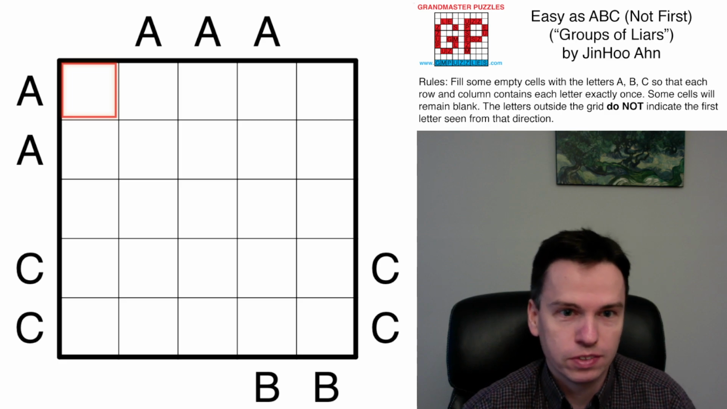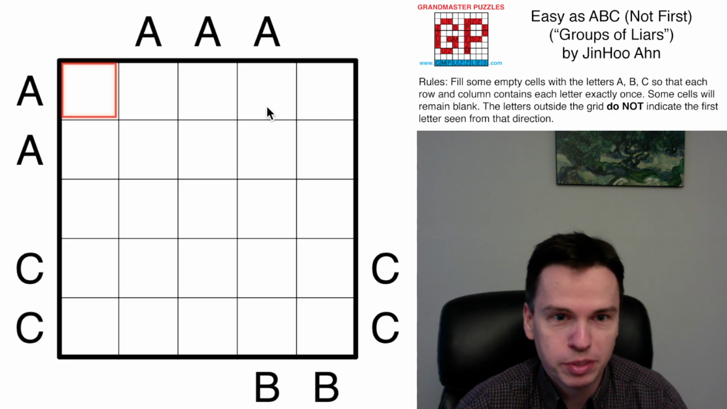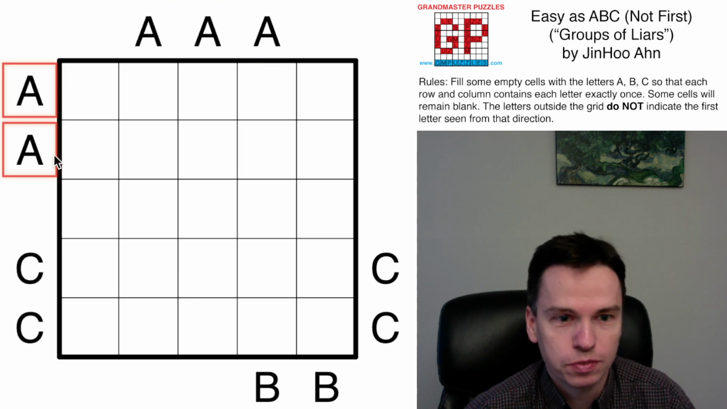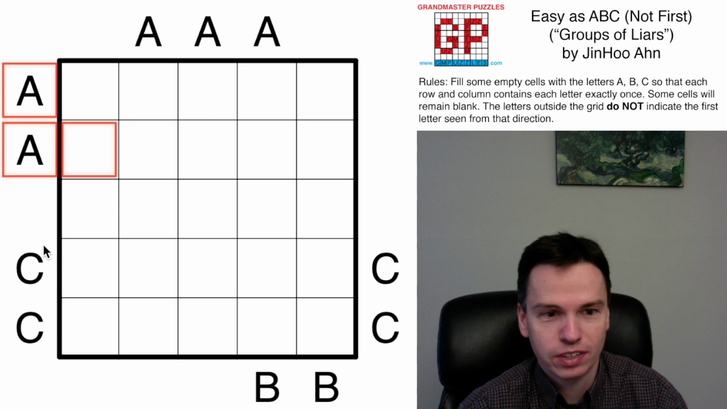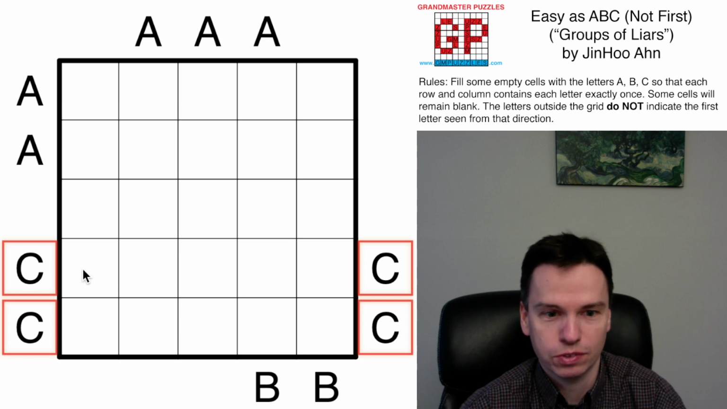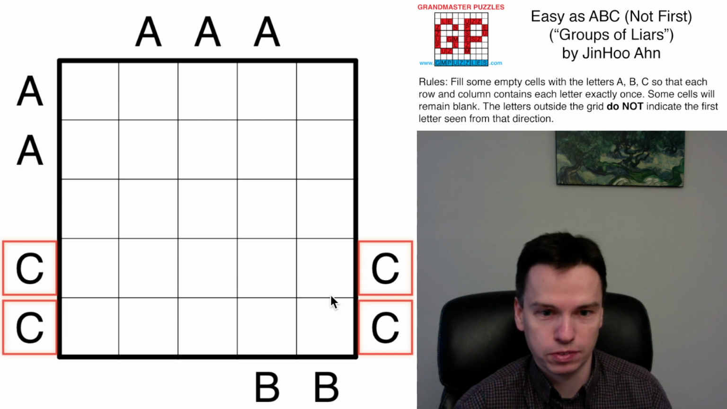I'm here to talk through this Easy as ABC Not First variation by JinHoo, where all these clues are doing their opposite roles. Usually they're the first letters in these rows or columns. They're now the second or third in this ABC set. And actually for these C clues at the bottom, they're going to have to be the middle letters in these rows, because they won't be the first from the left or the first from the right.